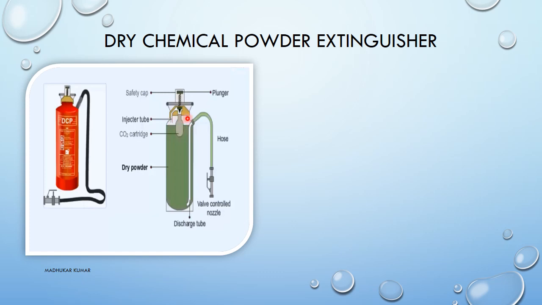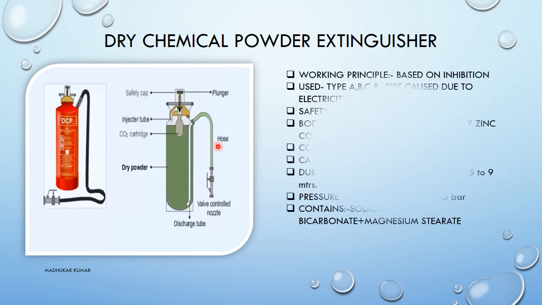Okay, and this causes the pressurizing of this DCP powder again from the top. So now the other tube, that is your discharge tube, will come into function, and the DCP will be discharged through this tube and to the hose through the valve control nozzle, and we can do the discharge of the DCP through this valve control nozzle as per need. Okay, and we have to follow the same PASS principle, that is pull and then aim. We have to aim this towards the base of the fire, and then squeezing means here we are puncturing the CO2 cartridge, and then we have to sweep the valve control nozzle to extinguish the fire.